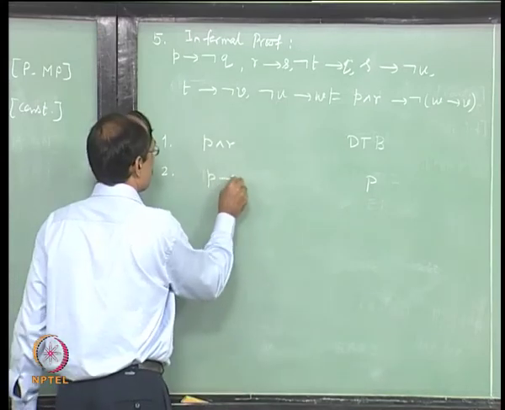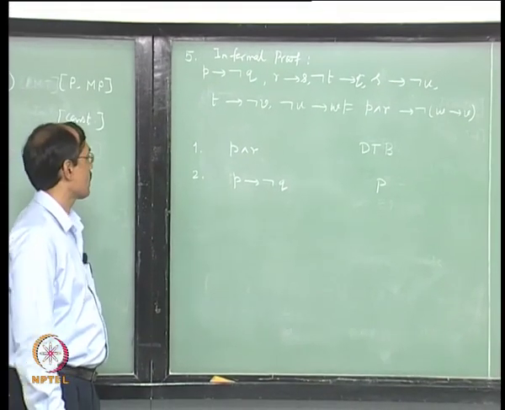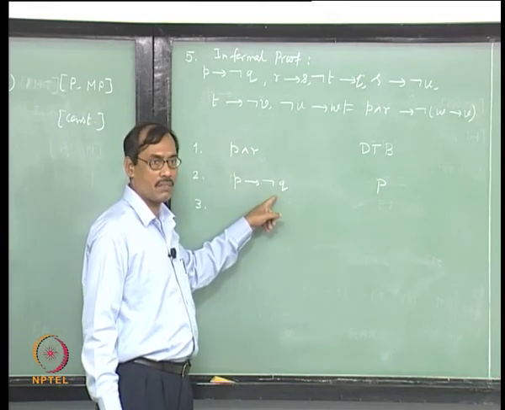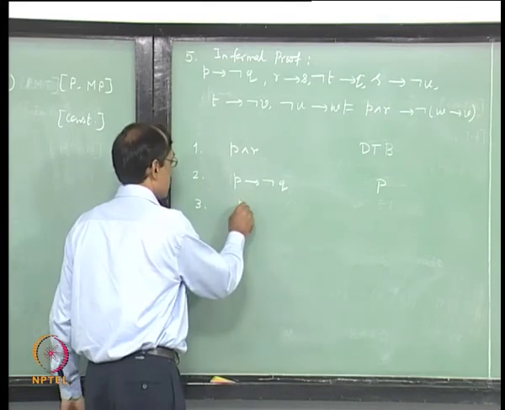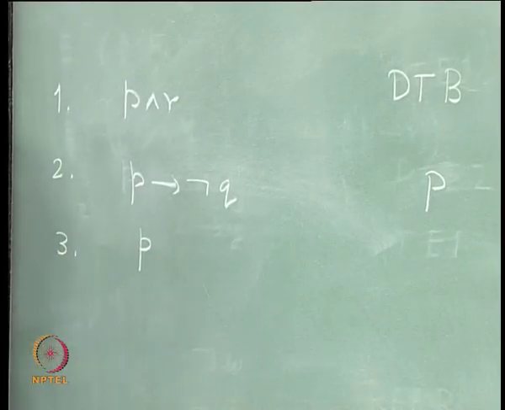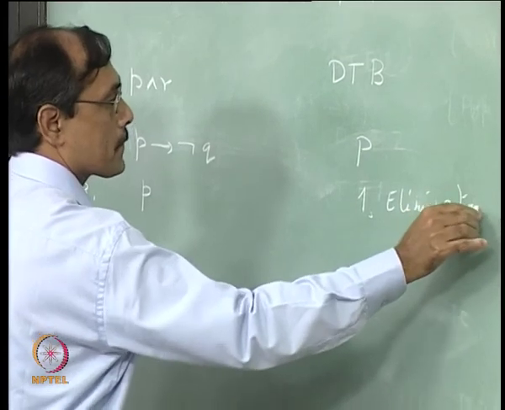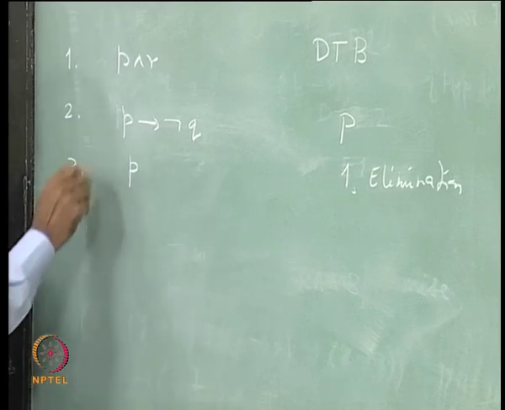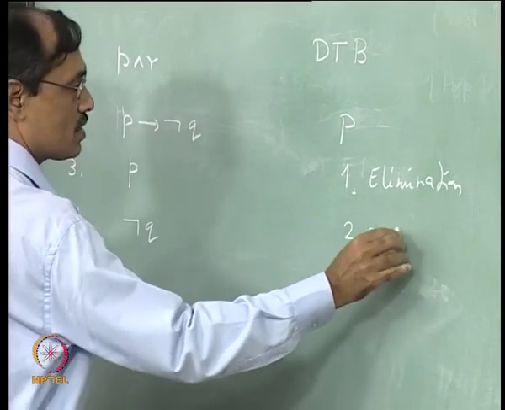So we say P implies not Q, fine. Now the third line: from P and R, P implies not Q, we wanted to conclude not Q by modus ponens, but we cannot as it is; it has to be P. So let us write P: P and R implies P, it entails P, so it is 1, elimination. Then the fourth one is from 2 and 3, we apply modus ponens to get not Q. So we document 2, 3 and modus ponens.